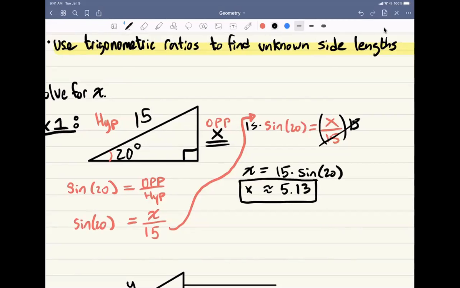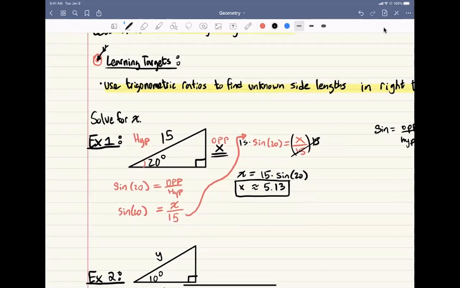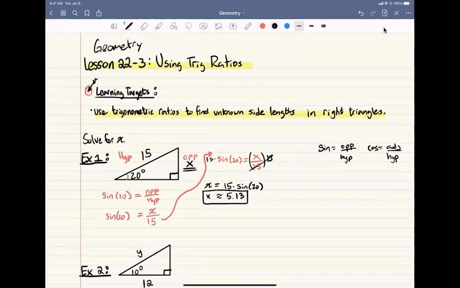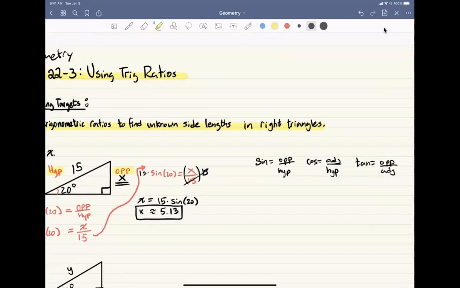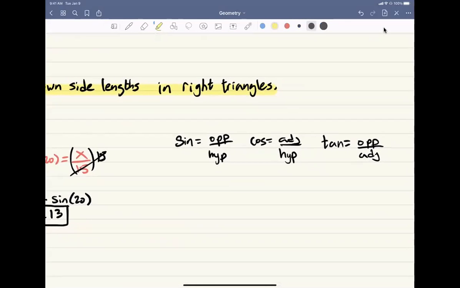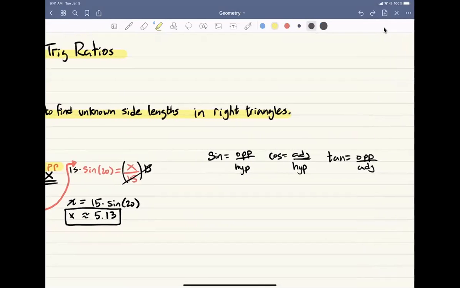The reason we knew to use sine is because if you look here, they gave us the opposite and the hypotenuse. What uses opposite and hypotenuse? If you look over here, opposite and hypotenuse corresponds to sine. So that's how we knew which one to use. And we're going to keep referring to this little chart to determine what trig ratio we're going to use to solve for our value.